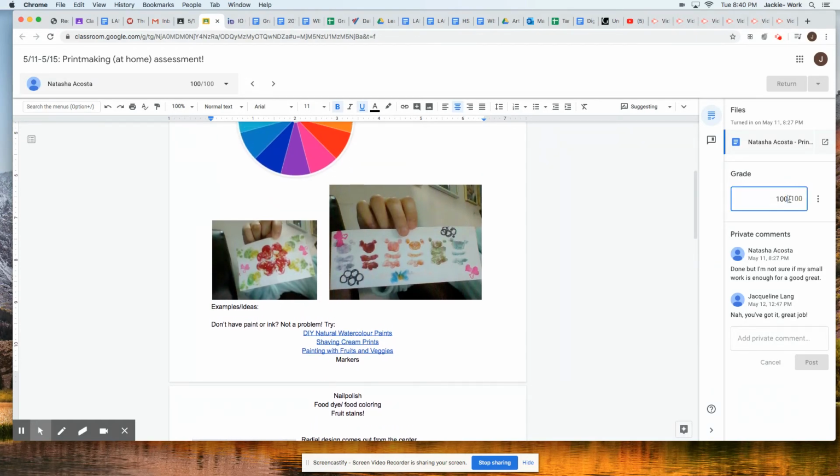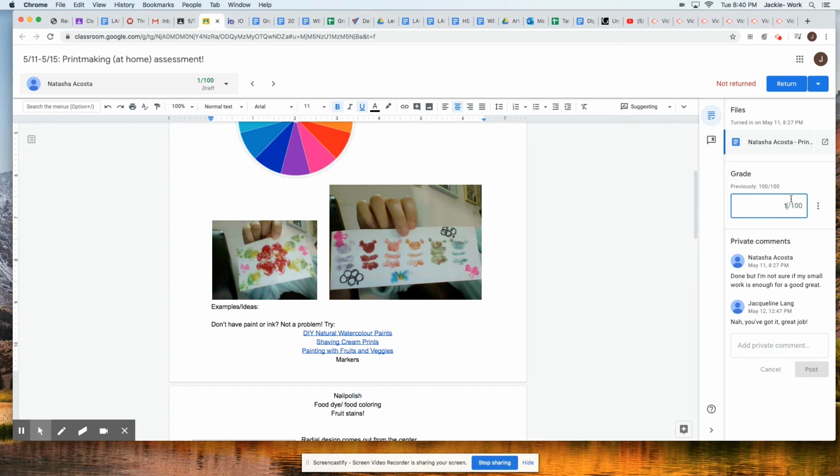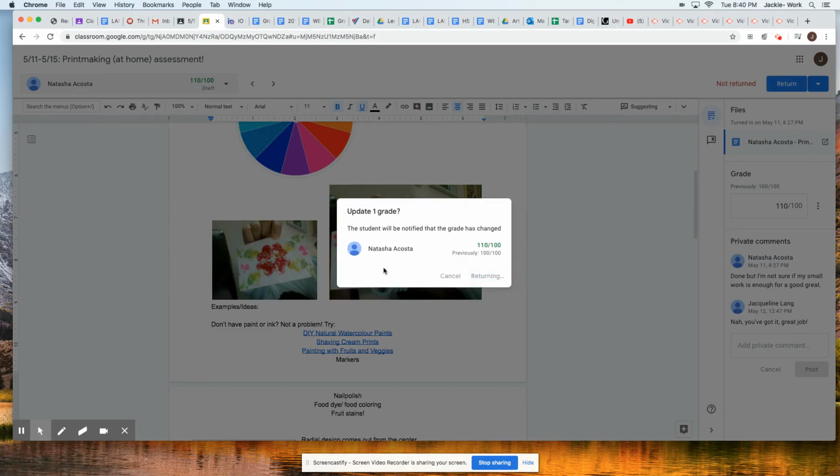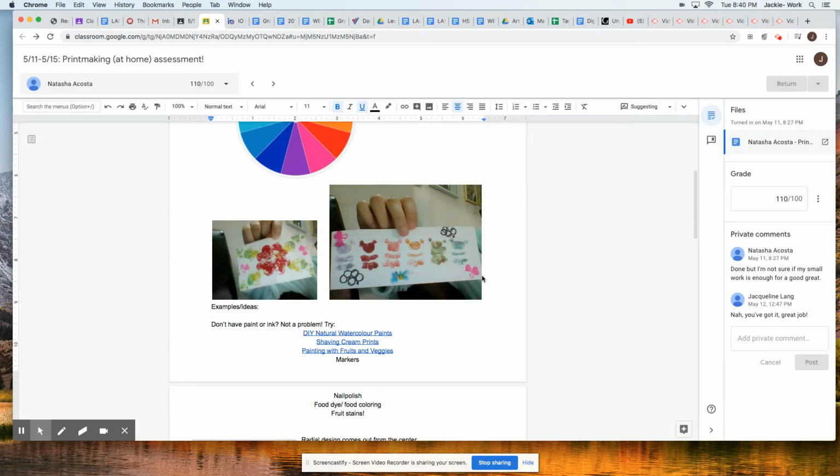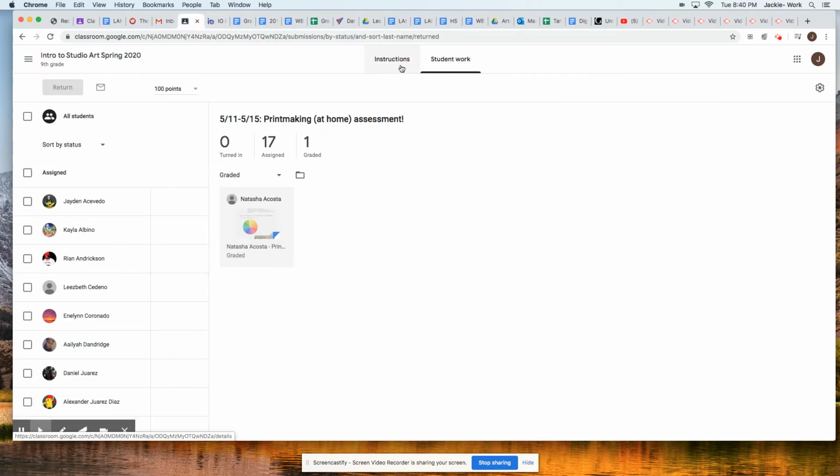It's actually going to change it. It's going to be 110. You know why it's 110? Because she has more than one example. So if you include your test paper or any practice in it, you'll get an even higher grade. So that is that assignment. Once you're done, turn it in.